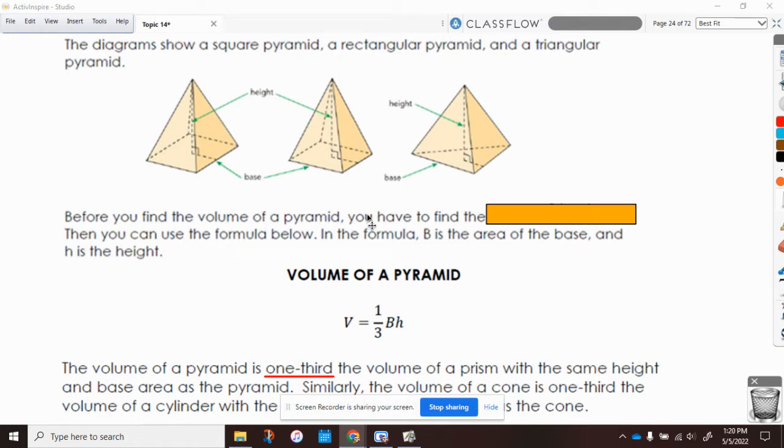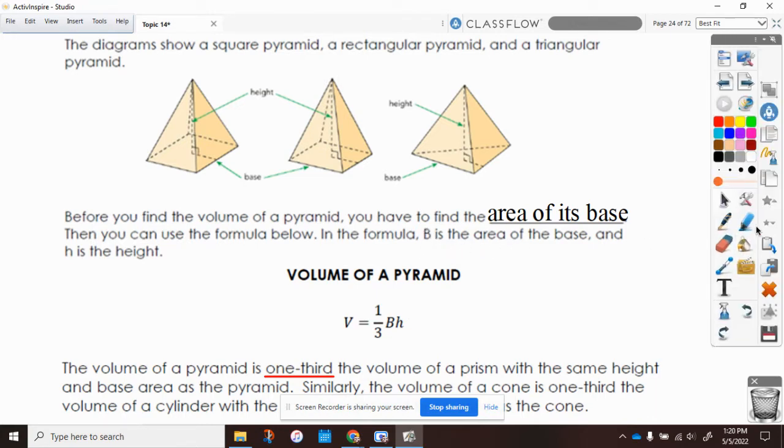On a pyramid, the first thing you need to do before you can find the volume is find the area of the base of that pyramid. Remember that the base is what is down at the bottom, what all of the triangles that fold up and meet each other at one point are attached to. So, in this formula for the volume of a pyramid, this capital B is the area of the base. That is important information right there.